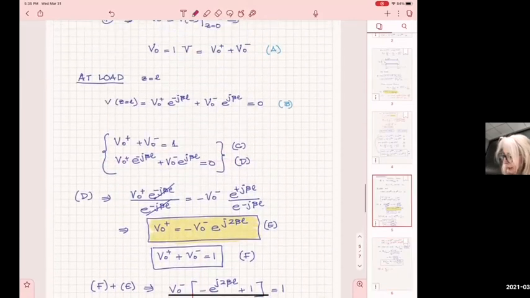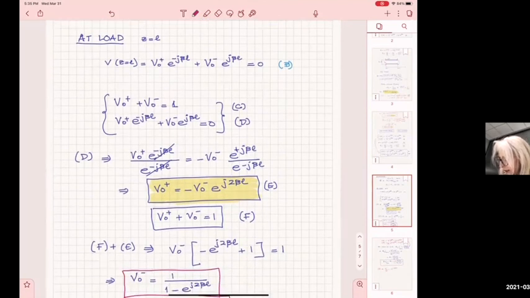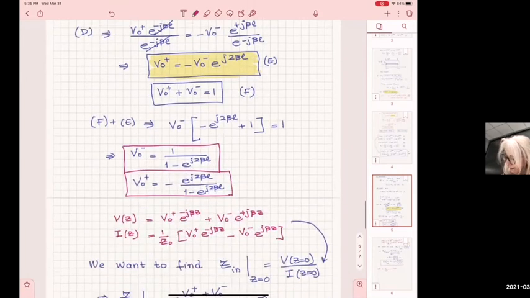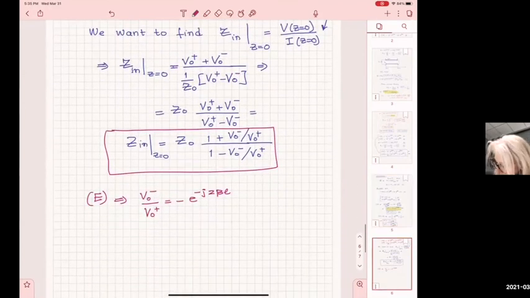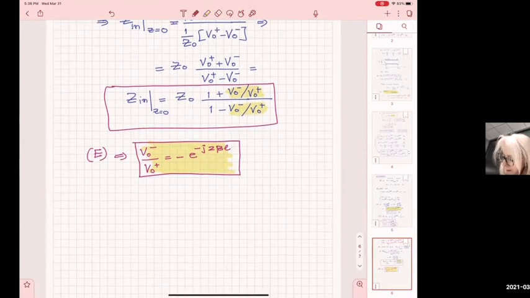Okay, because practically it's like I multiply both sides where it is here, to find V naught minus over V naught plus. From here it's minus E to the minus j beta L. So that's what I have here. So I take this and I put it inside this equation. So I take this one and I put it here. And what do I have?